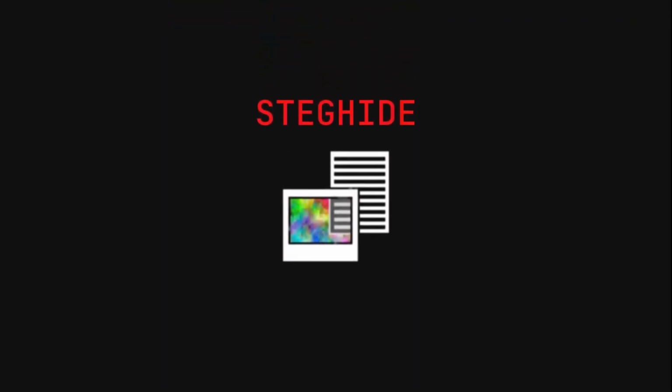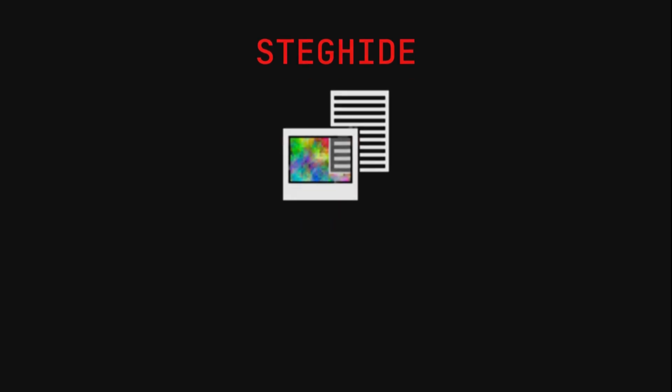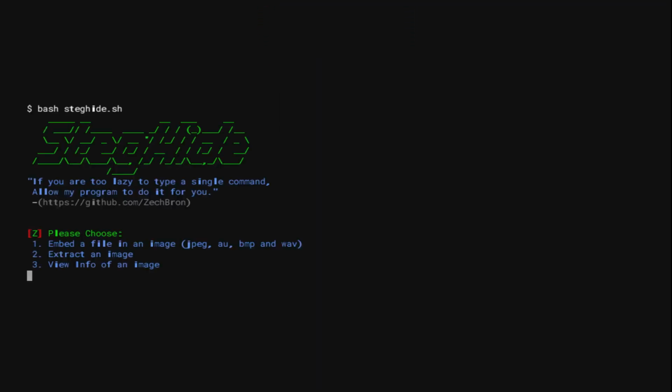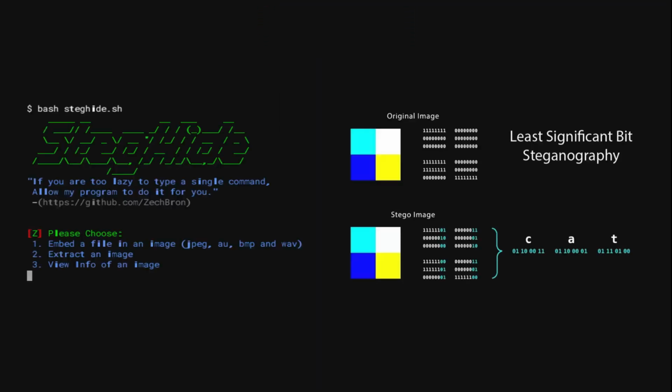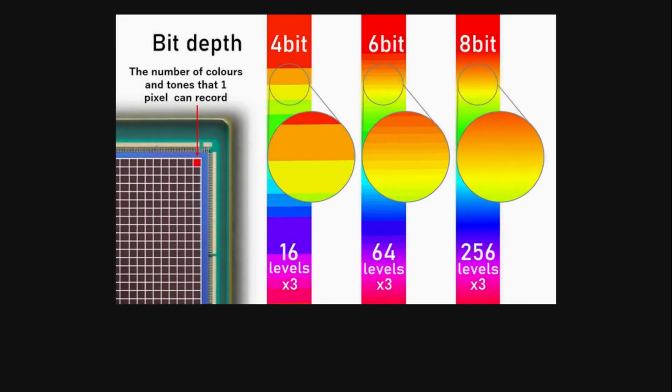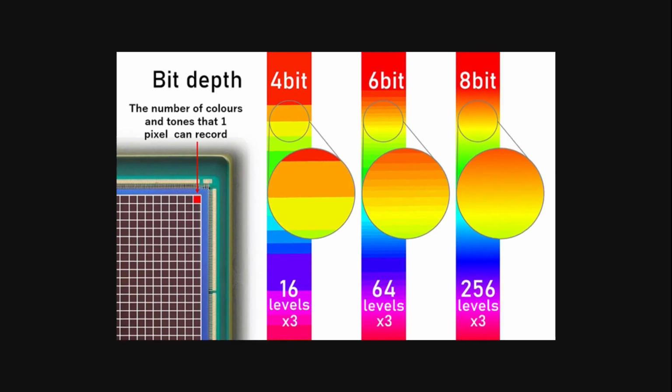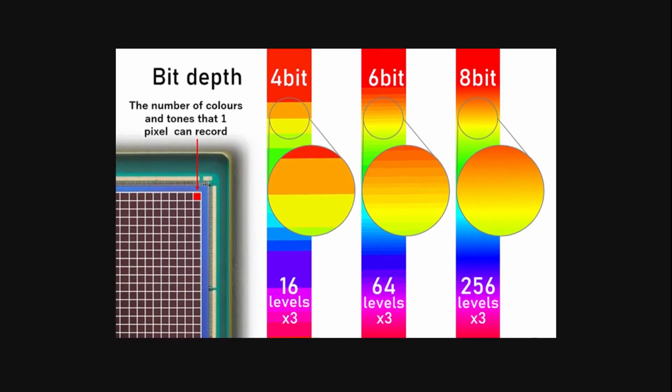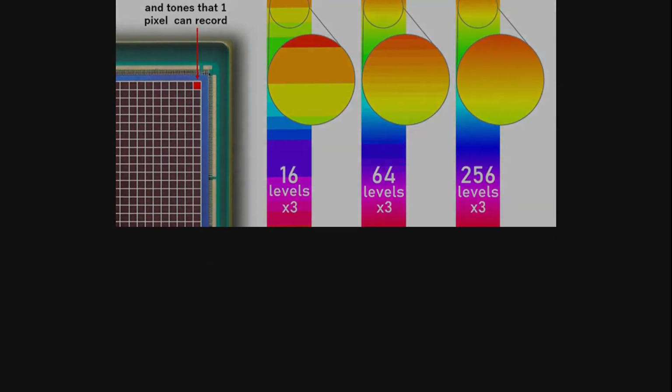Let's dive into image steganography with an example using StegGuide. StegGuide is a free tool for image steganography that uses the least significant bit technique. Here's how it works. Images are made of pixels, which are made of bits. The bit depth tells us how many colors are in an image. A higher bit depth means more colors.